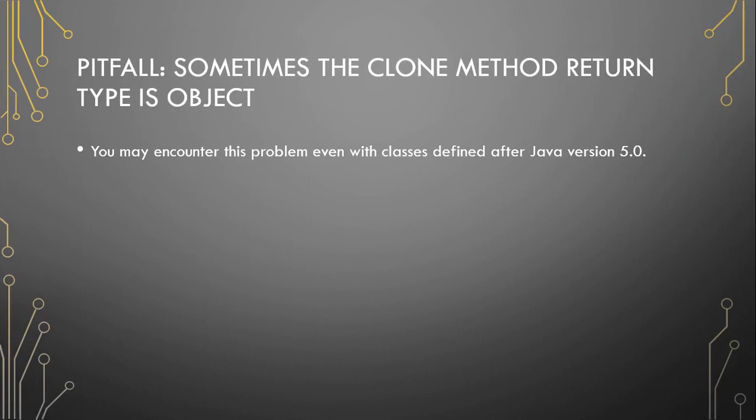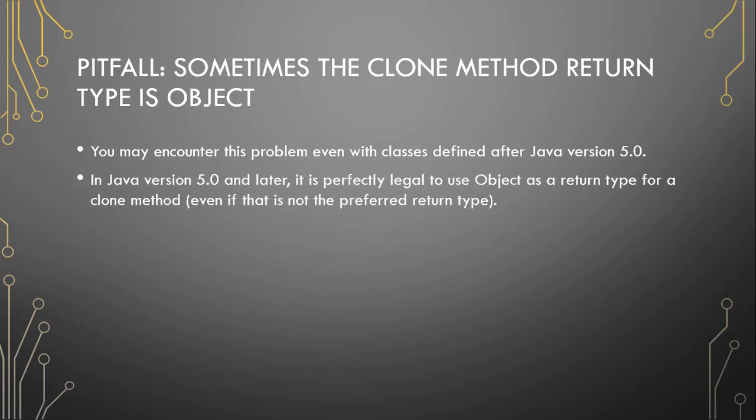Now, occasionally you may still encounter this problem with classes defined after Java version 5. In versions 5.0 and later, it is still perfectly legal to use Object as the return type of a clone method. Now, when in doubt of whether it's Object or class specific, you can still typecast. It's not going to cause any harm. If it's a Sale and you just throw the Sale typecast on there, it's not going to do any harm. It's like with parameter types: if you had an int and you typecast it to int, it doesn't change anything. It just keeps it as an int.